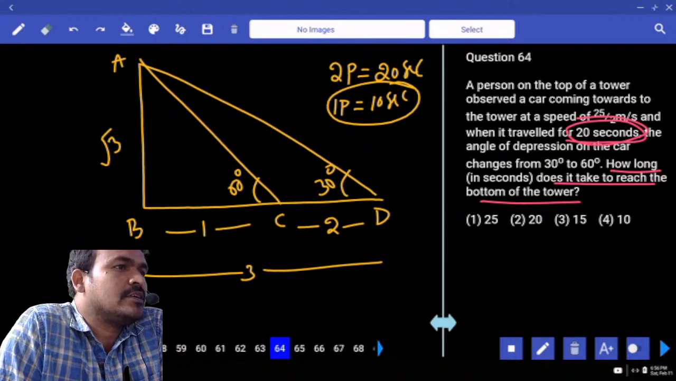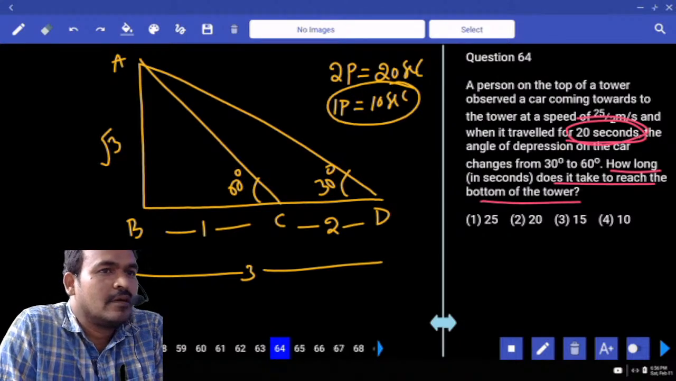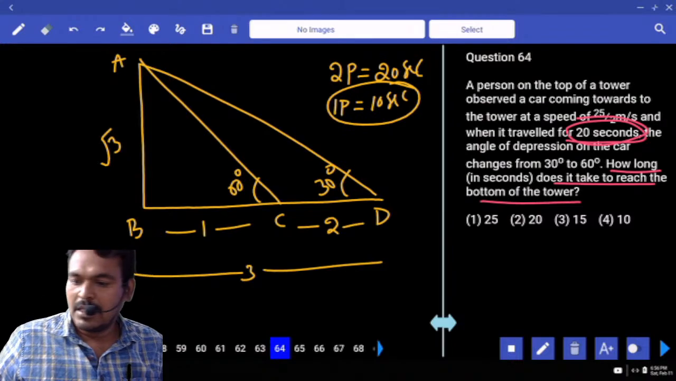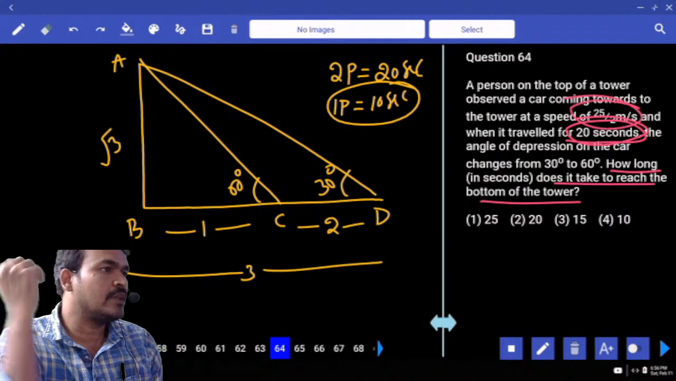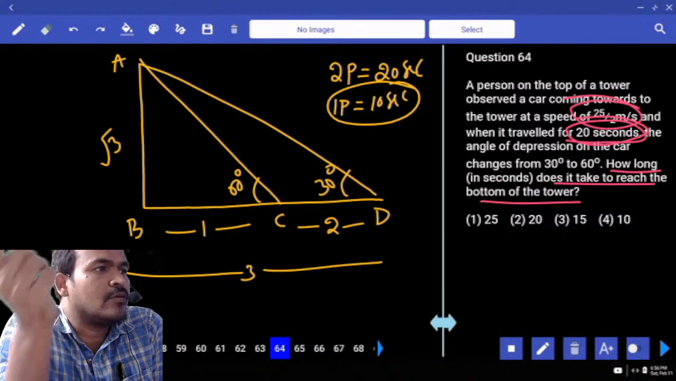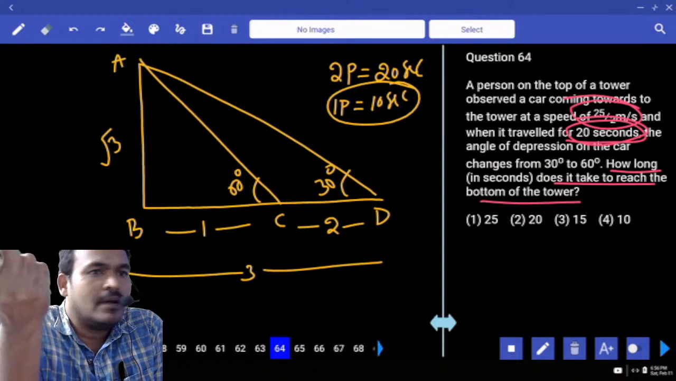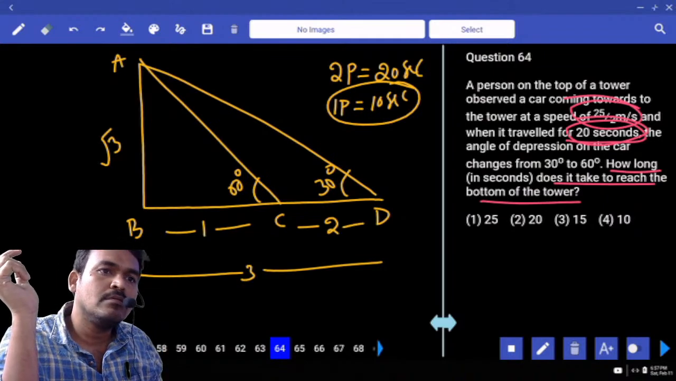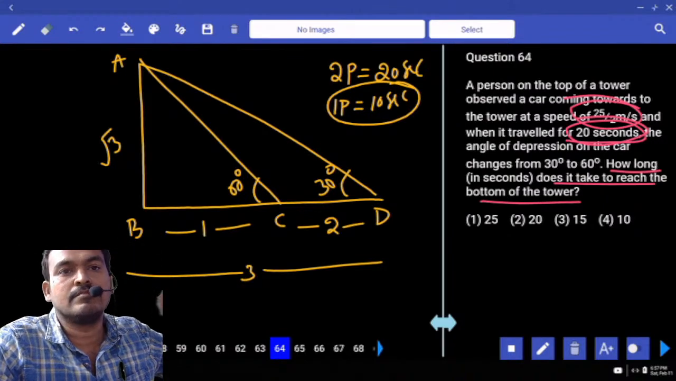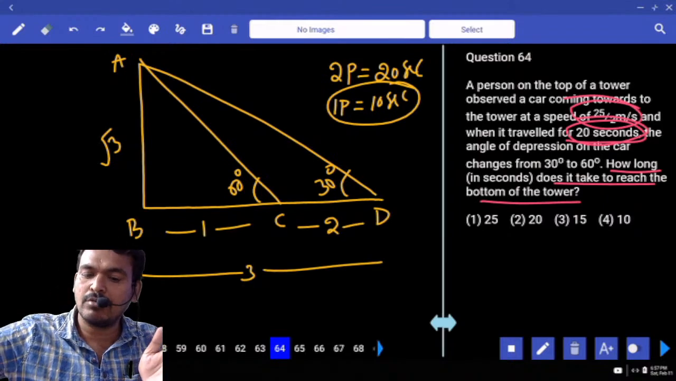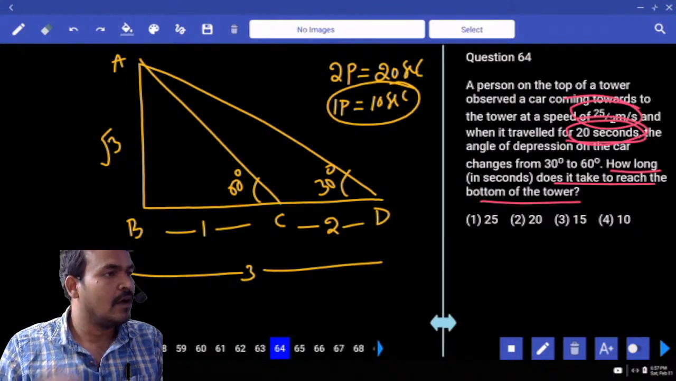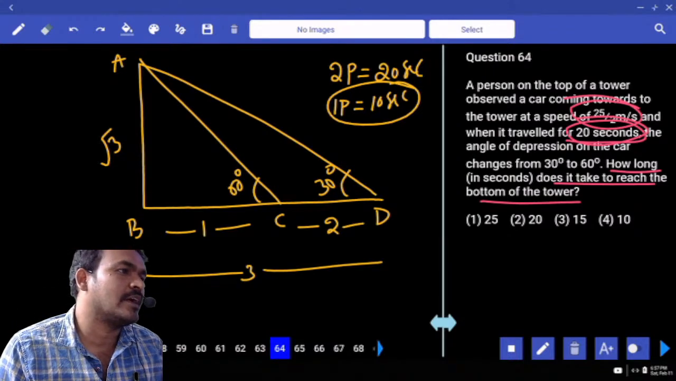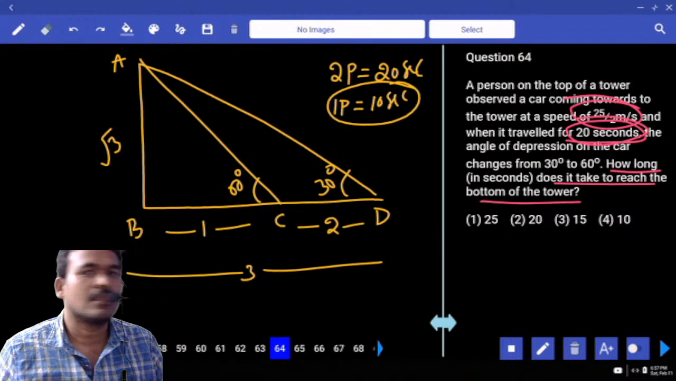Because for equal speed, distance and time are directly proportional or inversely proportional? Directly proportional. Equal speed or different speed? Equal speed. Speed is constant, means distance and time are directly proportional. What is the distance ratio? 1:2, means time also 1:2. What is the two parts value? 20 seconds, meaning from D to C, 20 seconds are taken. Obviously C to B is one part. One part means how many seconds? 10 seconds. Clear?